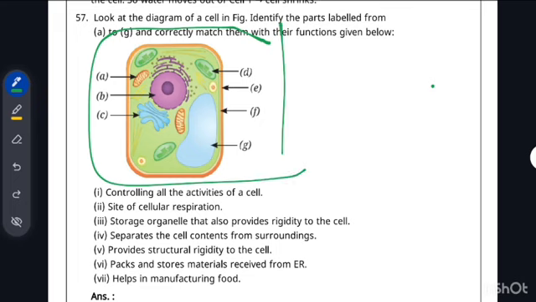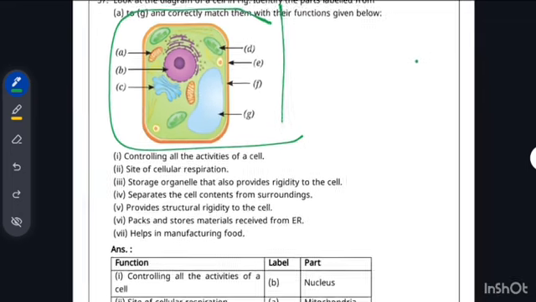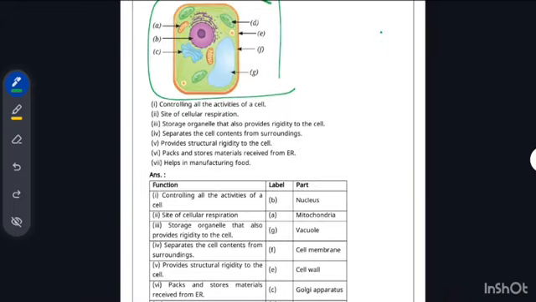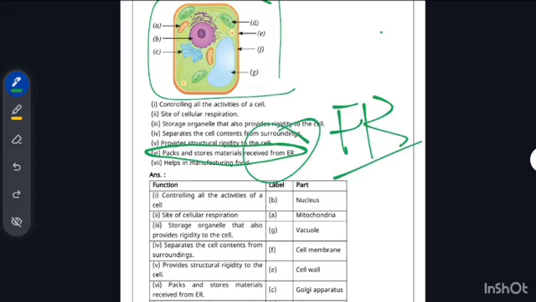First, controlling all the activities, obviously the nucleus. Site of cellular respiration, obviously mitochondria. Then the storage organelle that also provides rigidity: vacuole. Then what separates the cell contents from their surroundings? Cell membrane. Provides structural rigidity: cell wall. Packs and sorts: remember packs and post office. And look, received from ER. Whenever you see received from ER or post office, at that time it should click in your mind.